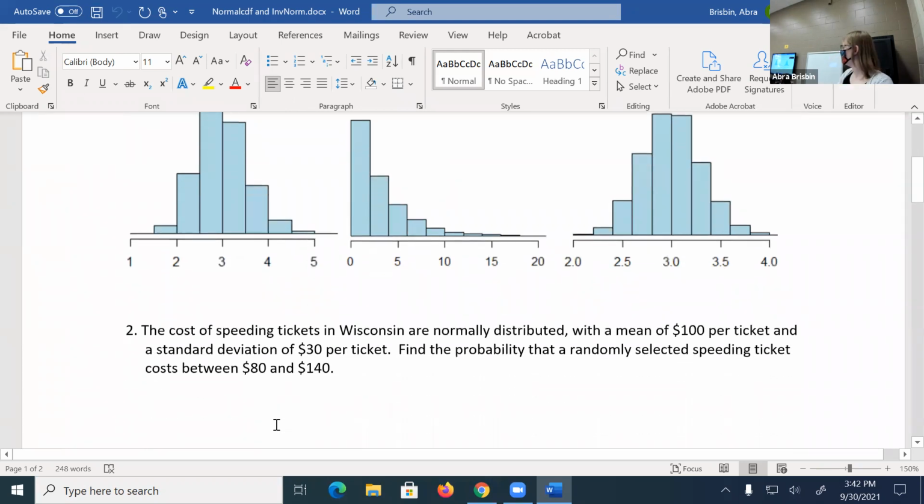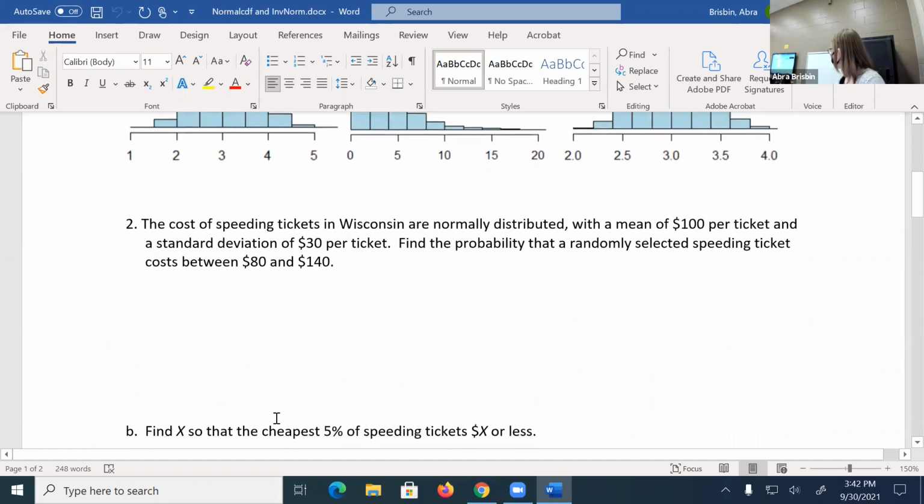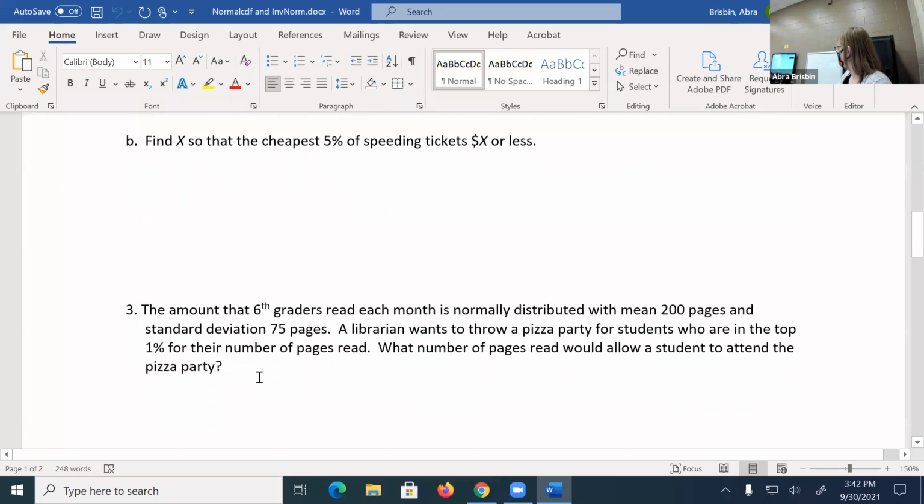So it seemed like people were pretty okay with problem 2A. Does anybody want to talk about that one? All right, let's skip down to 3.